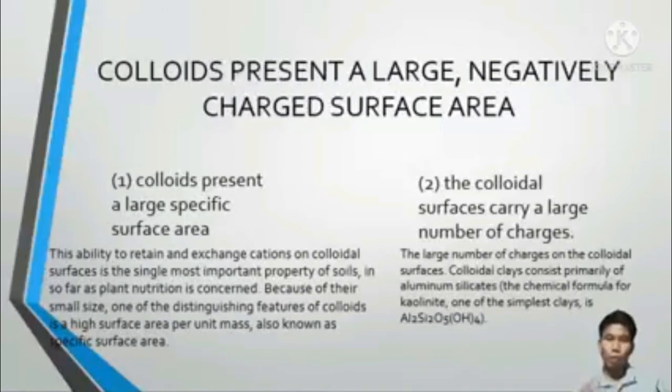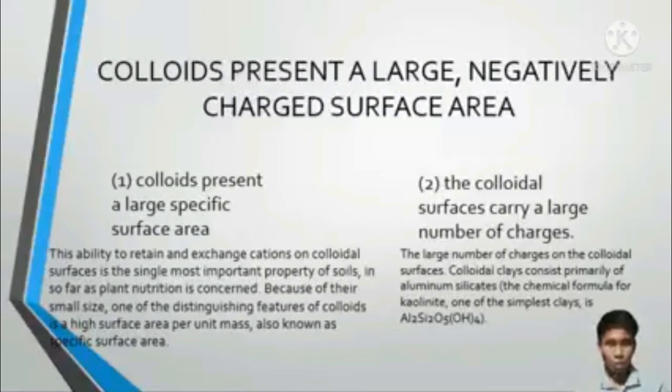For example, a cube with a mass of 1 gram that measures 10 millimeters on a side has a specific surface area of 600 square millimeters. That can also be subdivided into particles of colloidal dimension. It's called the specific surface area. The colloidal surfaces carry a large number of charges.